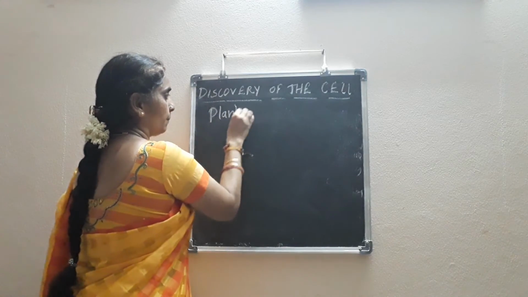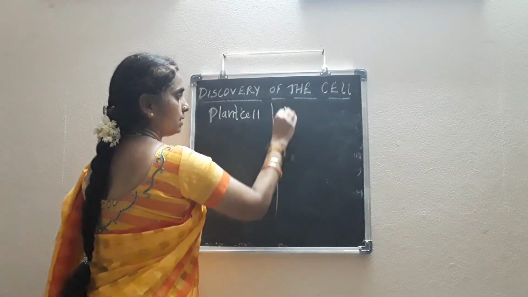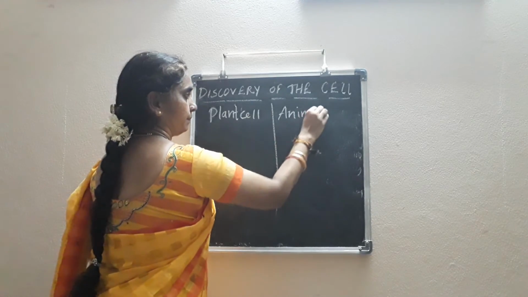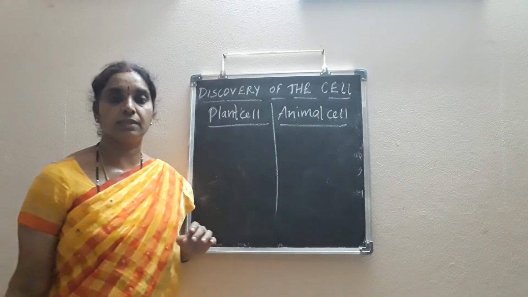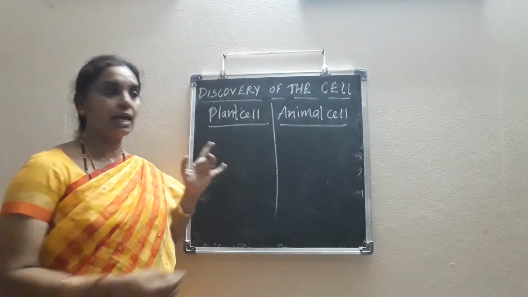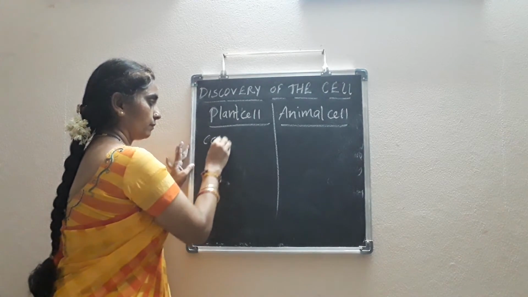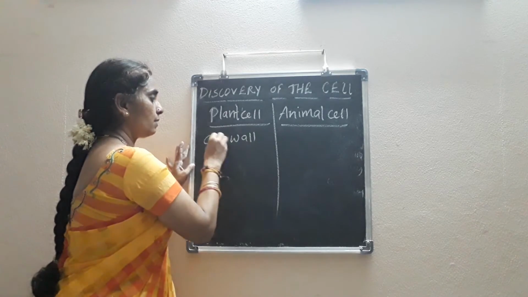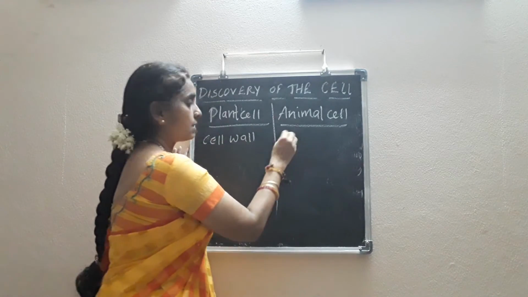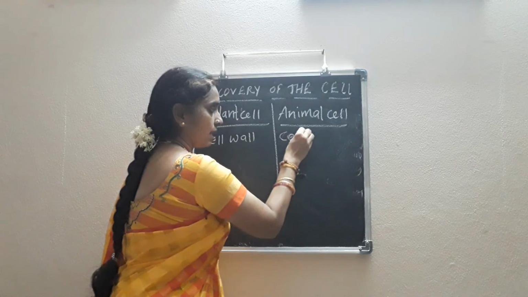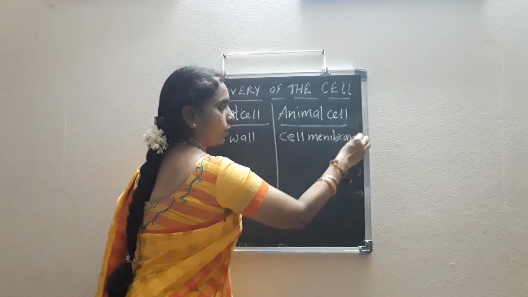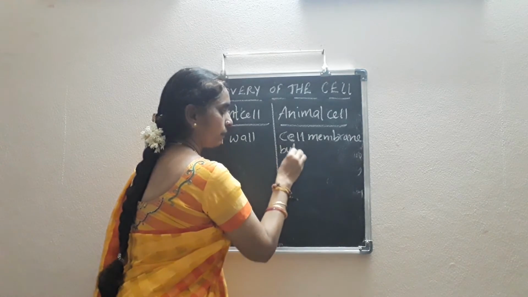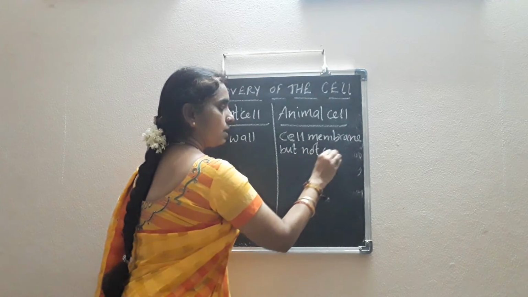We can say the plant cell and animal cell. What is the main difference between the plant cell and animal cell? Here, the plant cell has a cell wall. The animal cell has only a cell membrane but not a cell wall.